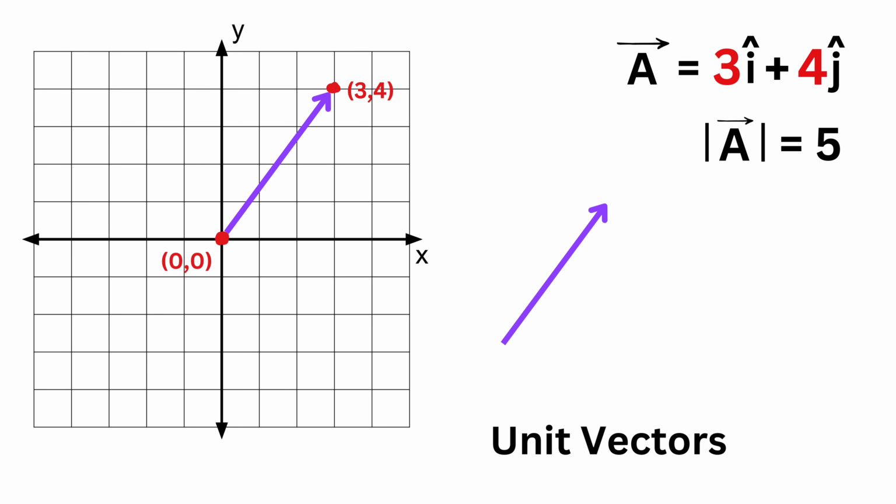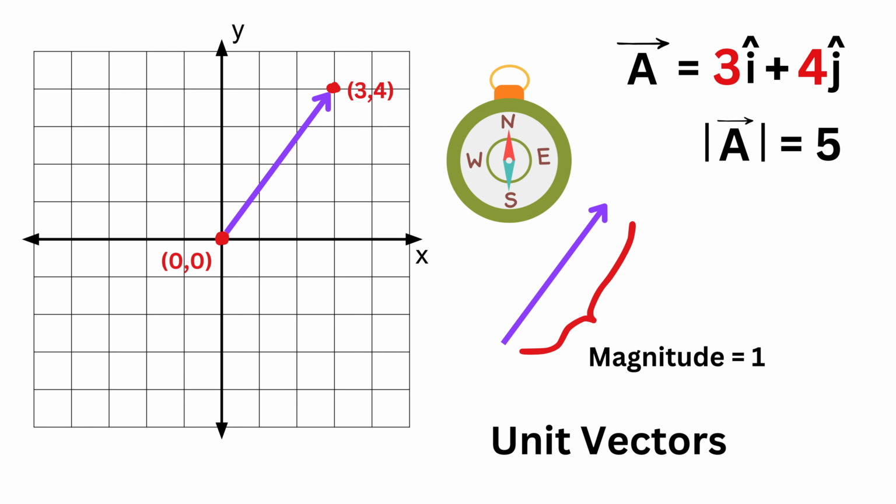A unit vector is a special type of vector that has a magnitude, or length, of 1 and is used to indicate direction. Unlike regular vectors, which have both size and direction, a unit vector only cares about direction. Think of it as a pure directional guide, like a compass pointing north, without telling you how far to go.